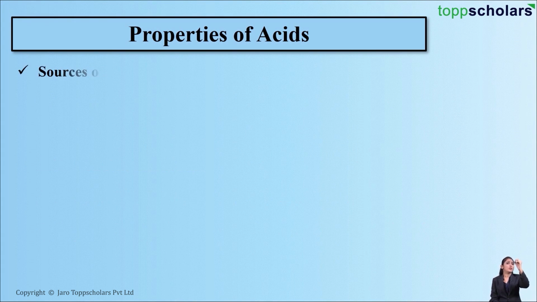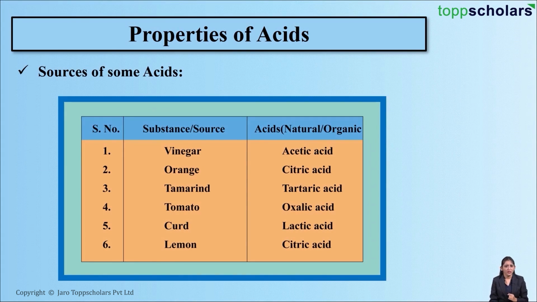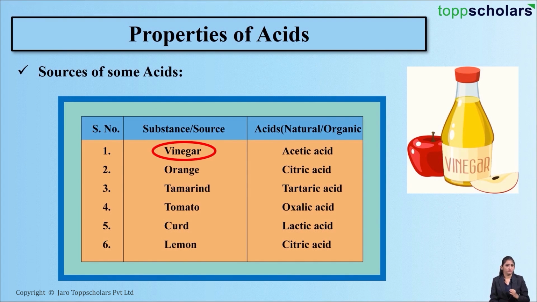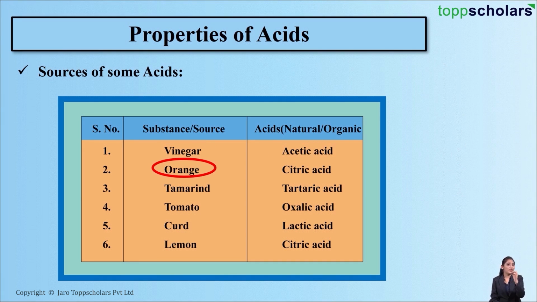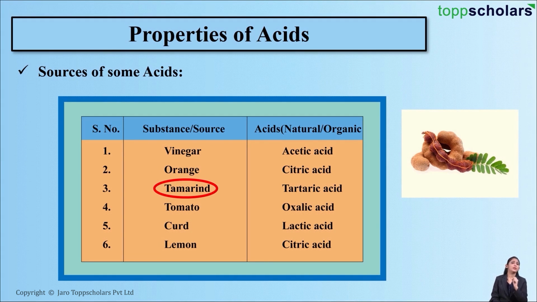Let's see some of the sources of acids. Friends, what about vinegar? Vinegar you generally use in Chinese restaurants, right? Have you ever tasted vinegar? Yes, it is sour to taste. But do you know which acid is present in vinegar? Yes, it is acetic acid. Similarly, oranges that we eat, these oranges also contain an acid. Oranges contain citric acid.